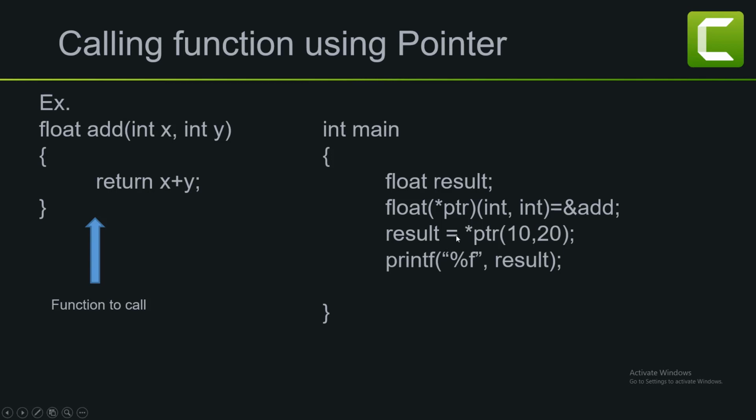Once we call the function using the function pointer, we are passing the arguments 10 and 20 to this function pointer, and we are storing the result of x plus y as a float inside result. Since in the second line we have used the ampersand operator, we have to use the dereference operator here. That's why we have used the star operator here. And finally we are printing the result as a float.